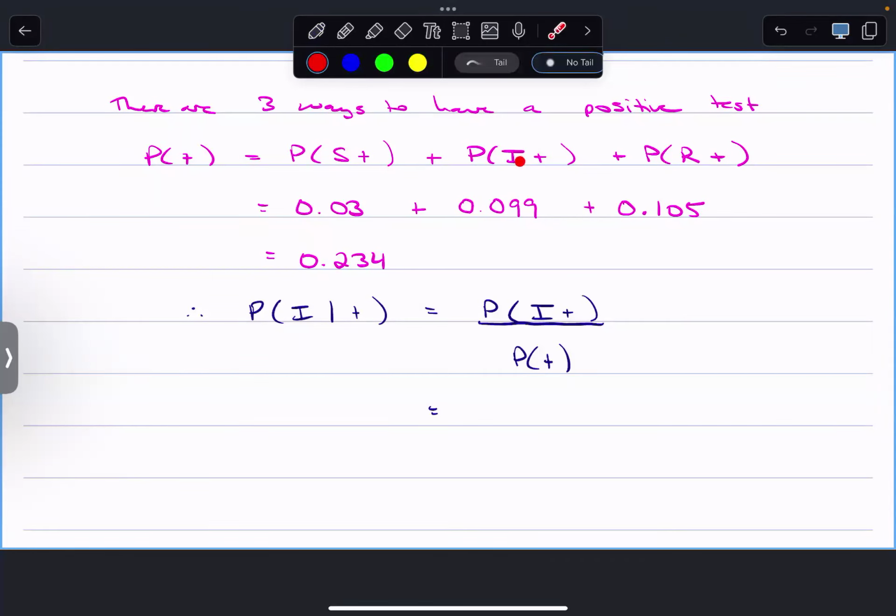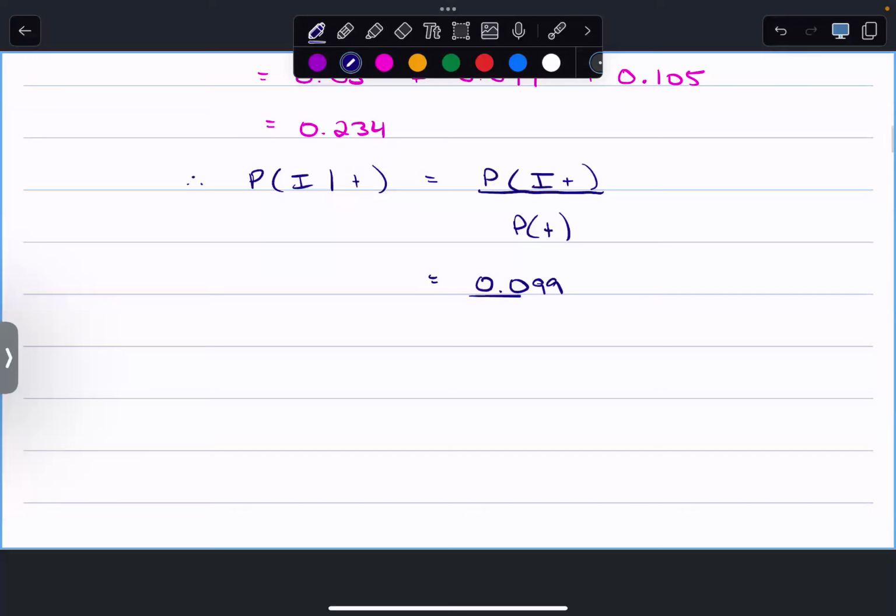Infected and positive, I'm going to steal it from here. I don't want to scroll around too much. 0.099 divided by the probability of a positive, which we found was 0.234.